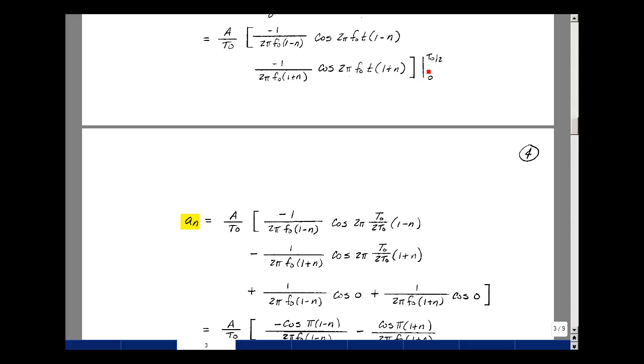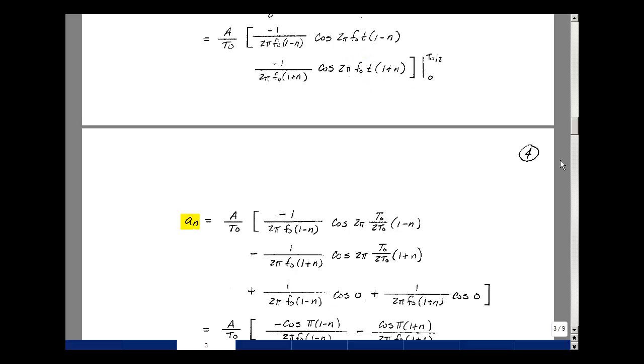Plugging in the upper limit, t equals T0 over 2, replacing t by T0 over 2, likewise over here. Then for the lower limit, we're going to subtract these two terms, so we get a minus and a minus, and a minus and a minus, so we get plus signs. Then we're taking the cosine of 0 and the cosine of 0.